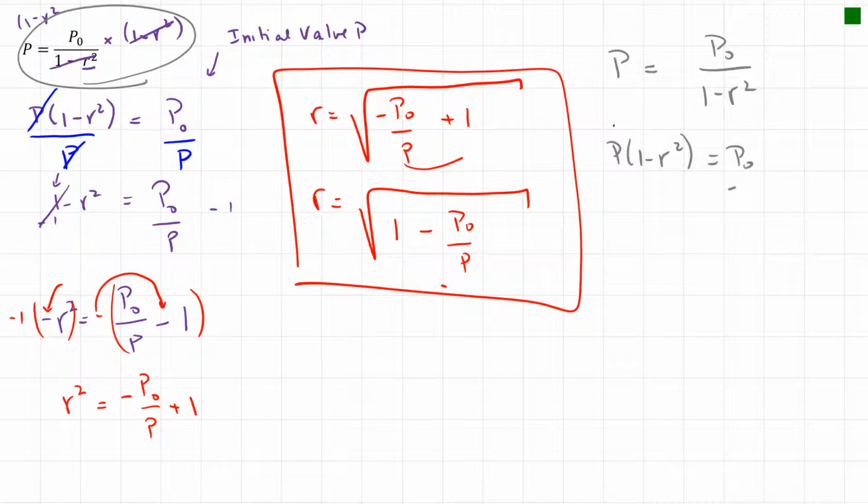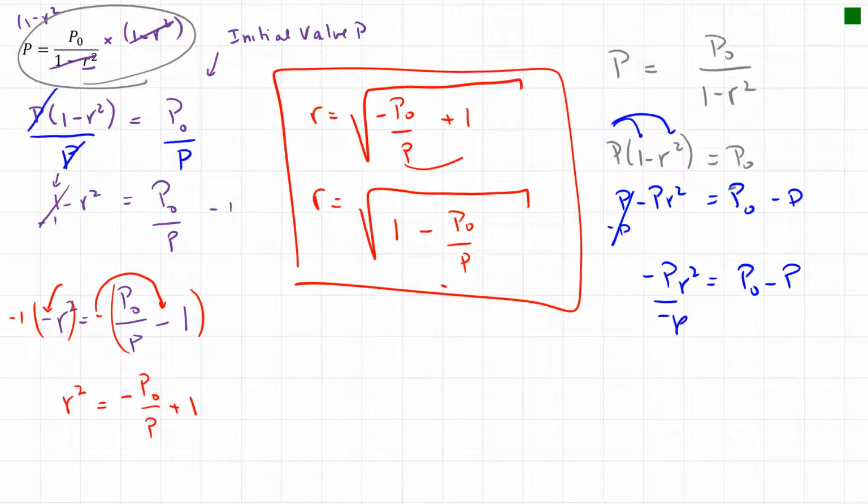Now for some students it might be very intuitive to multiply this in, and that's fair, that's okay. Now I'm going to subtract P from both sides. So here it cancels and I end up with negative P R squared equals P0 minus P. Now I'm going to divide by negative P, and I end up with R squared equals P0 minus P over negative P. And then the last step is to take the square root of both sides.